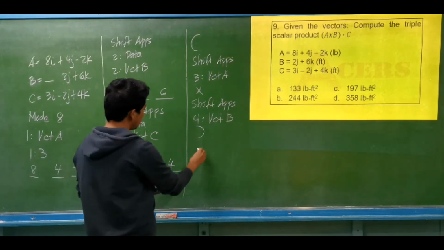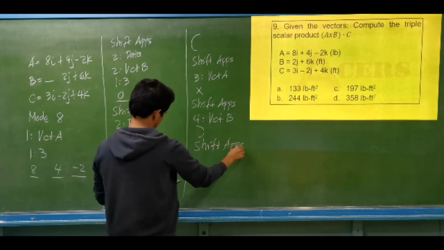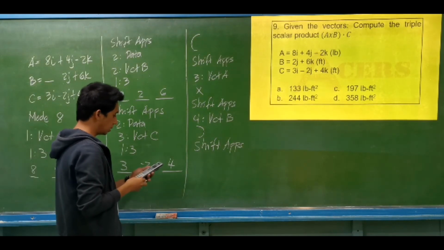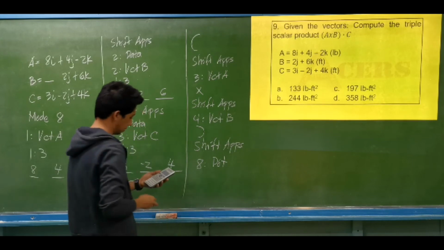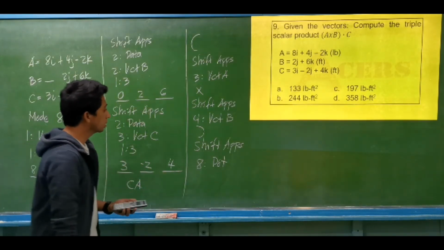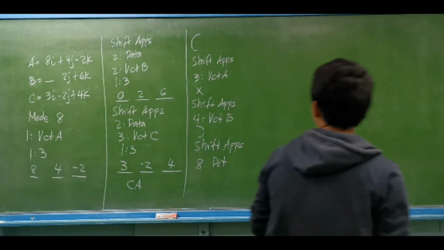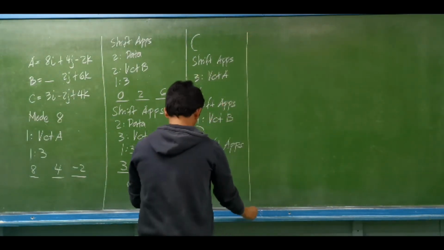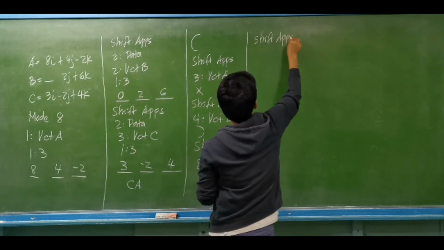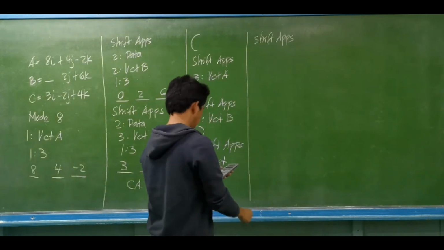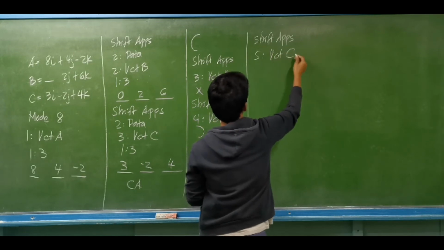Alright, then we again repeat the process, shift ups. So look for that. That is at number 8. We press number 8. Alright then, I repeat the process. We have shift ups. Then this time we have number 5. This corresponds to vector C.